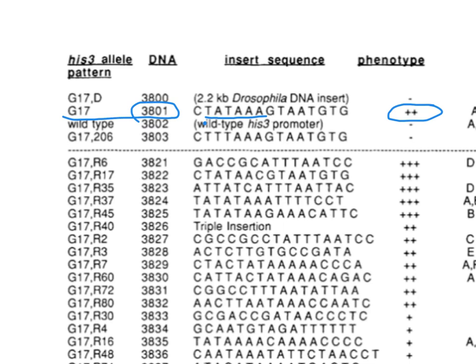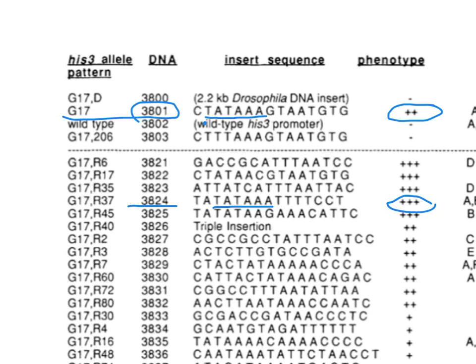So what's expected and what's surprising about this? Do you see any of these below the dotted line that have the consensus sequence? TATAAA. So where's one? 3824, I heard. So that's this one. So it's got TATAAA in it. And what's its phenotype? How much blue does it produce? 3 pluses. Lots of blue.